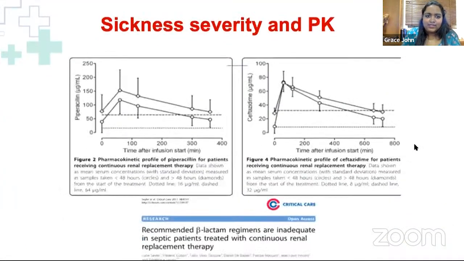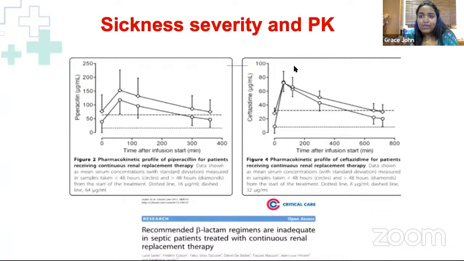Just to say, this was one good study on recommendations of beta-lactam regimens, which are inadequate in septic patients treated with CRRT. What you can see is that sicker patients, because they are in shock, receive a lot of fluids for resuscitation. Therefore, a large volume of distribution, therefore large doses are required, and loading doses are absolutely required. In this graph, if you don't give a high dose initially, you won't attain your target.